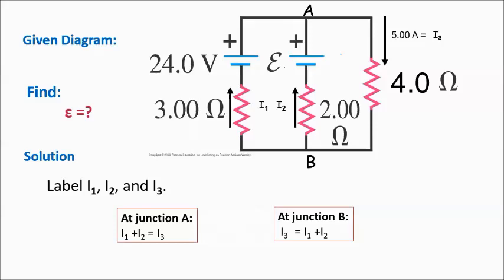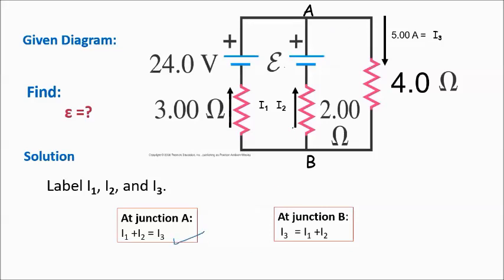Now, if it happened that your I turns out negative, just reverse it to correct your direction, your assumption. Okay, so again, a label. We have I1 for the 3 ohm resistor, I2 for the 2 ohm resistor, and I3 for the 4 ohm resistor. And then, analyze at junction A, we have I1 entering, I2 entering, and I3 leaving.